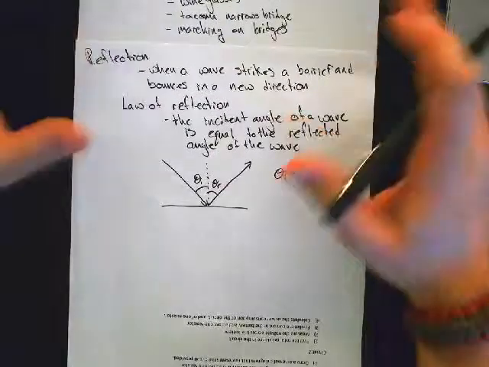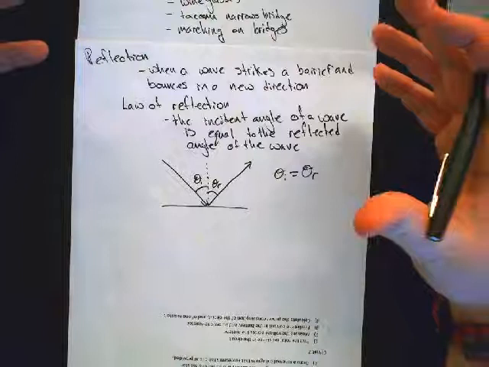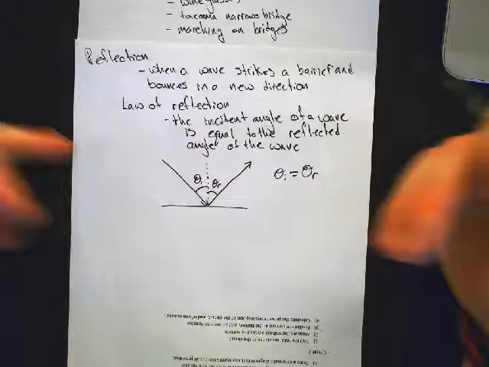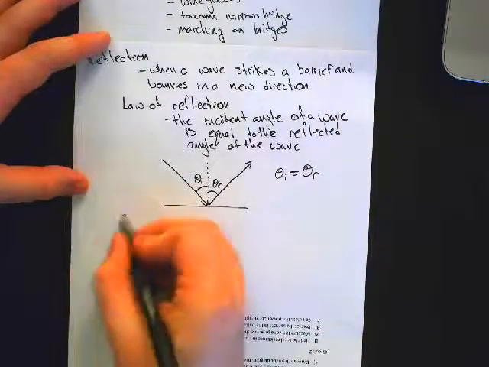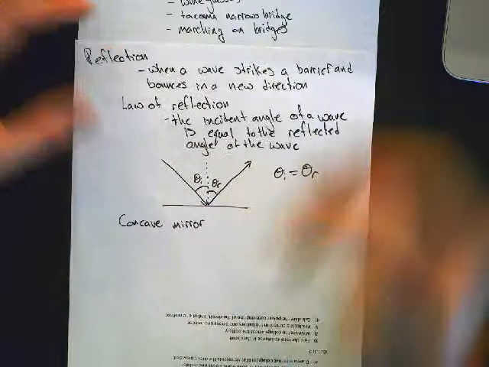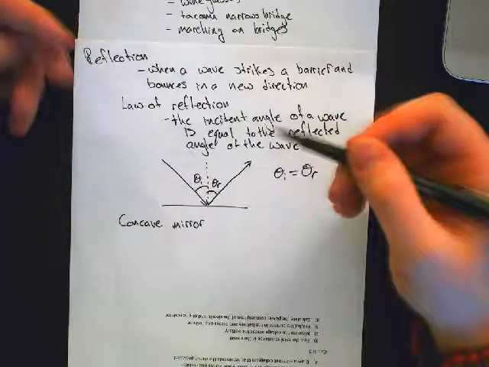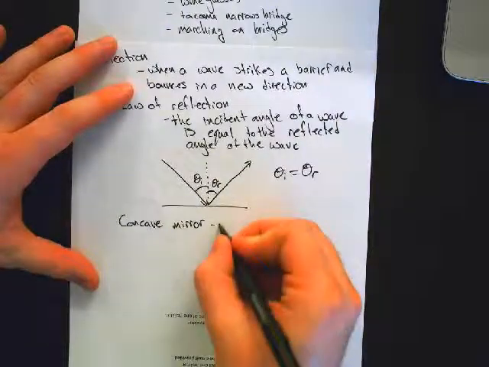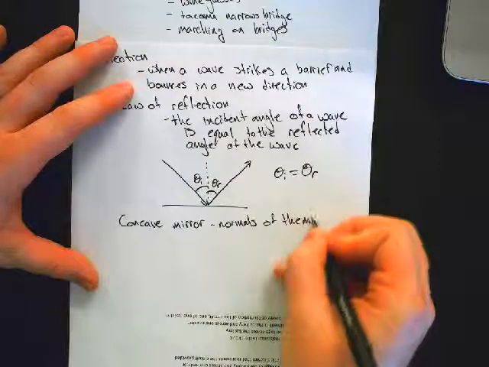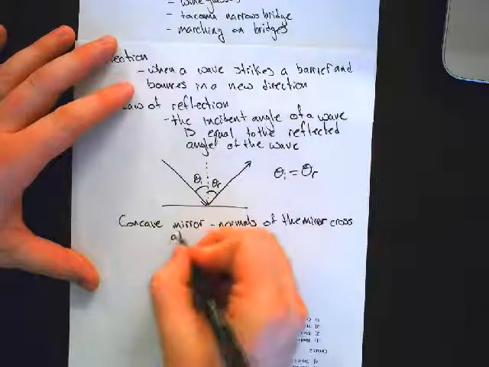All right. In a regular flat mirror, this is pretty easy to figure out. But we're also going to take a look at concave and convex mirrors. So a concave mirror: first of all, the mirror is not flat, but rather bowl-shaped, and the normals of the mirror all cross at some singular point, at one point.